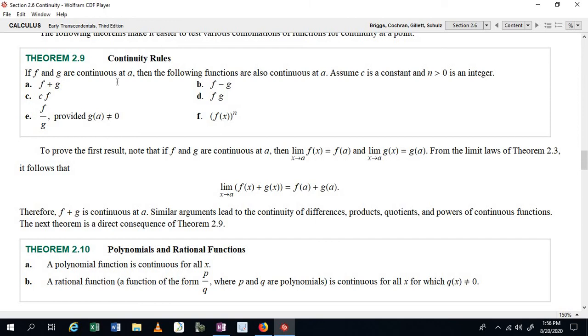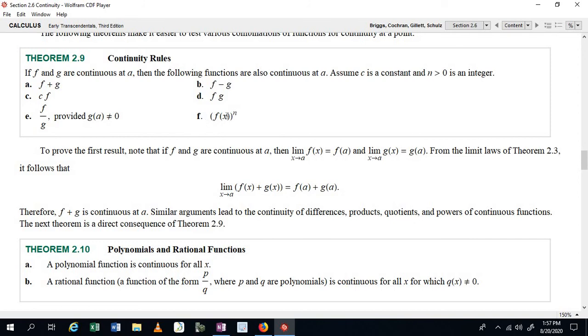So if f and g are continuous at a, then if you say f plus g and form that new function f plus g, that's also continuous at a. Also, f minus g is also continuous at a, as long as f and g are continuous at a. You can multiply a function by a constant, and it will remain continuous at a. You can multiply f and g together, and it will remain continuous at a, as long as f and g are continuous at a. You can divide them, so f divided by g is still continuous at a, provided that g of a is not 0, because if g of a is 0, then this would be undefined.